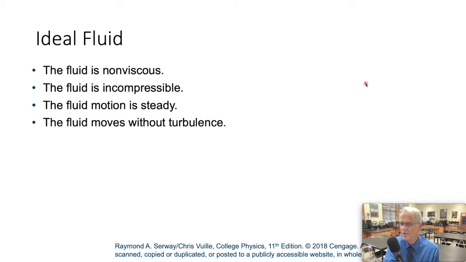When we look at fluid motion, we can understand it a little bit better if we consider the idea of an ideal fluid. First, the fluid is non-viscous, which means that there's no internal friction force between the adjacent layers. The fluid is incompressible. This is telling us that the density is going to remain constant. The fluid motion is steady, that the velocity, the density, and the pressure at each point in the fluid don't change with time, and that the fluid moves without turbulence.